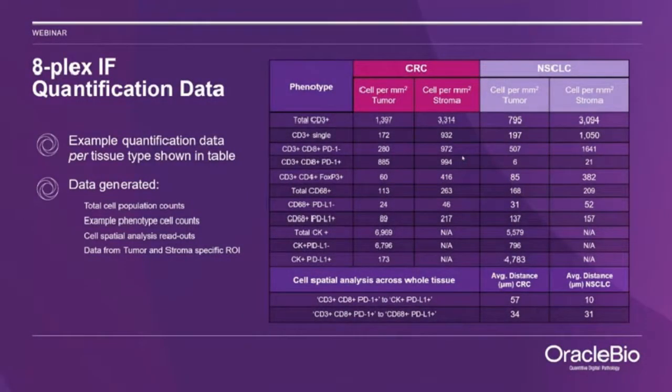So this slide here now shows some example of the quantification data that is generated per tissue type. The data generated covers everything from the total cell population counts, so for example, total CD3, total CD68, total cytokeratin positive. The example phenotype cell counts, and there's a range of different phenotypes present here. We also have some cell spatial analysis readouts. For example, we have PD-1 positive cytotoxic T cells, average distance of this cell population to PD-L1 positive tumor cells.